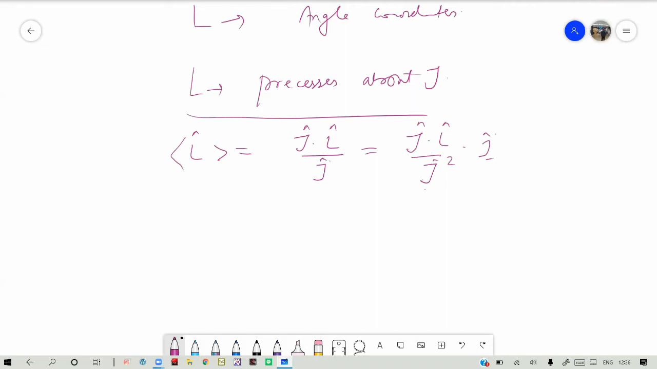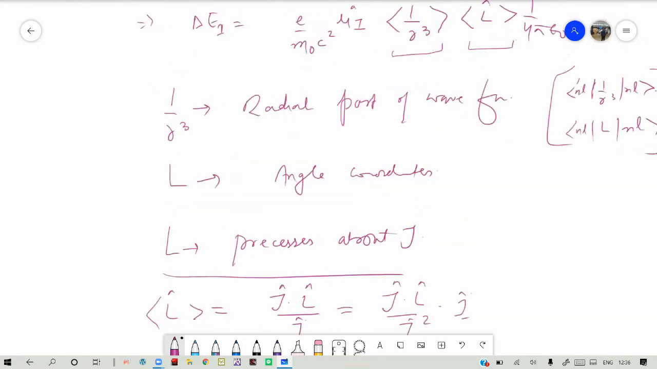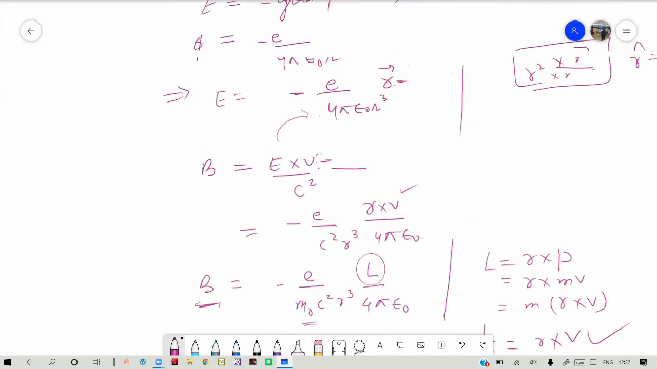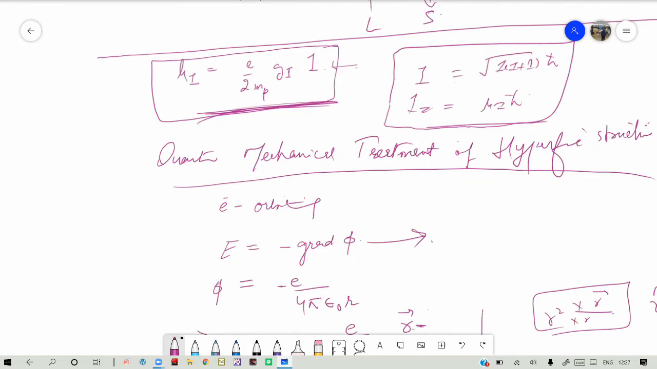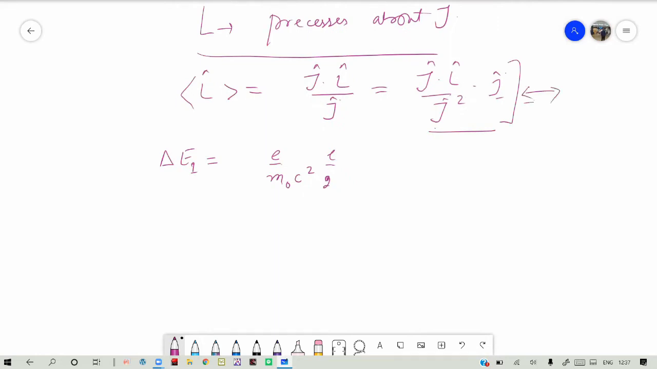If we use this value in our expression, our delta E1 will be equal to mu I. What is mu I? I have already written it here. Yes, it is here, E by 2m into gi. Okay, that I will put up here. Just take this from quantum mechanics. I think you have done it. If not, angular momentum, every expectation value of L.